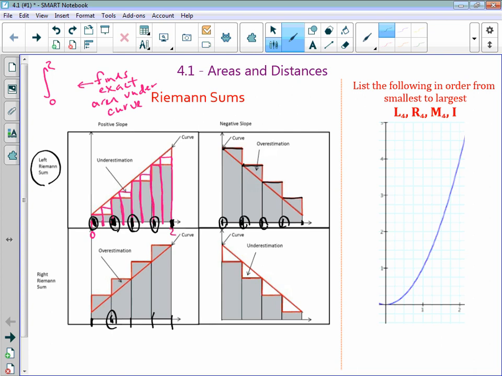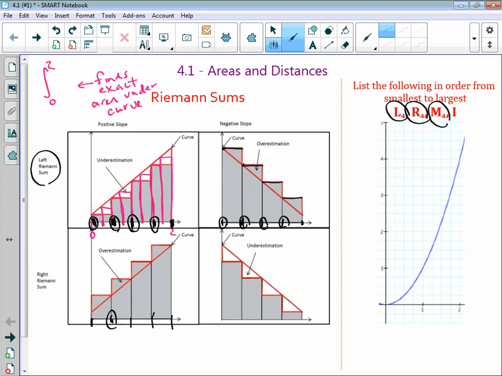Now, we talked about left Riemann sums and right Riemann sums. So this is our left Riemann sum. The little 4 means we're doing 4 rectangles. Okay, this is right Riemann sums. We got 4 rectangles. Any idea what M might stand for? We haven't talked about it yet.